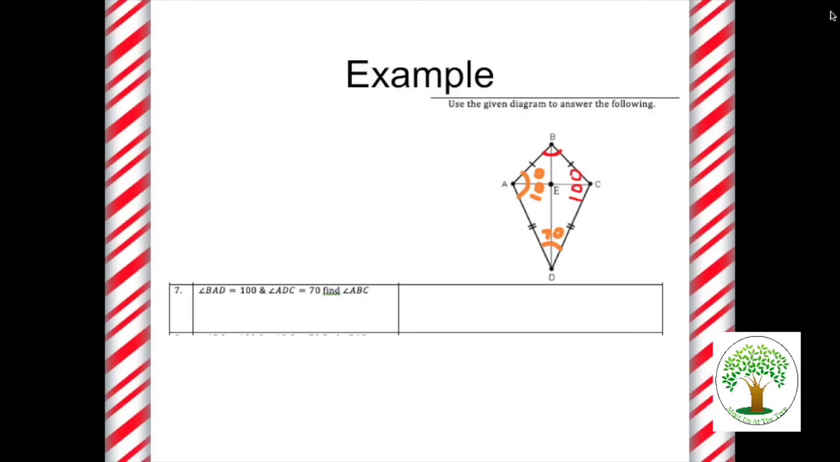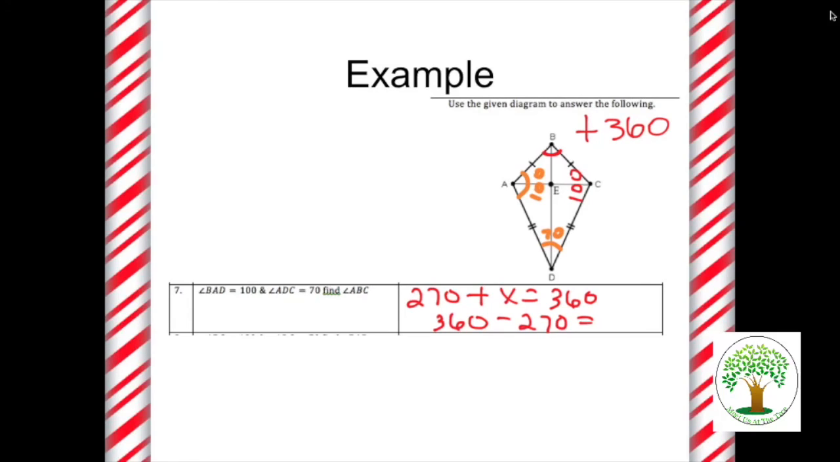They add up to 360. So 100 plus 100 plus 70. How much do all three of these add up to? I heard 270. So I'm going to put this in the box. So 270 plus what we're looking for equals 360. Or if you wanted to write it the other way, 360 minus 270 equals what? 90. Is that true?